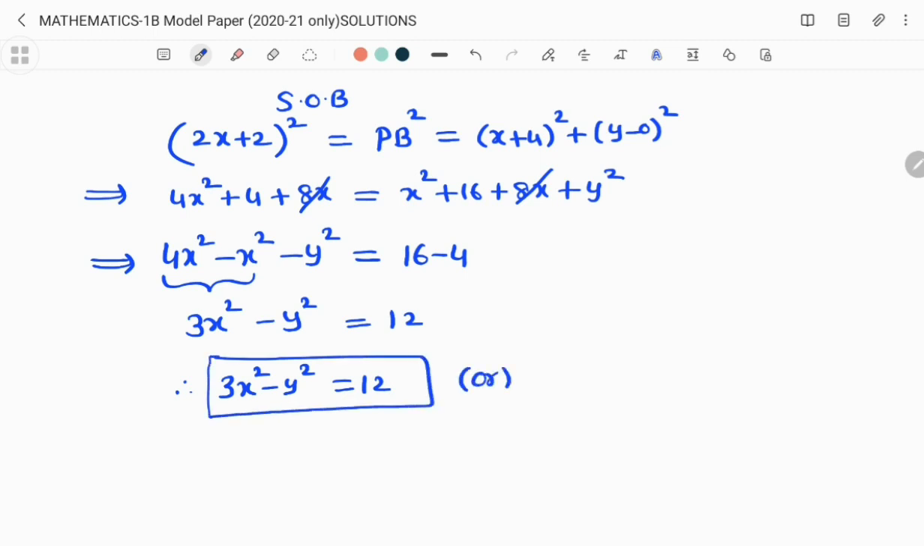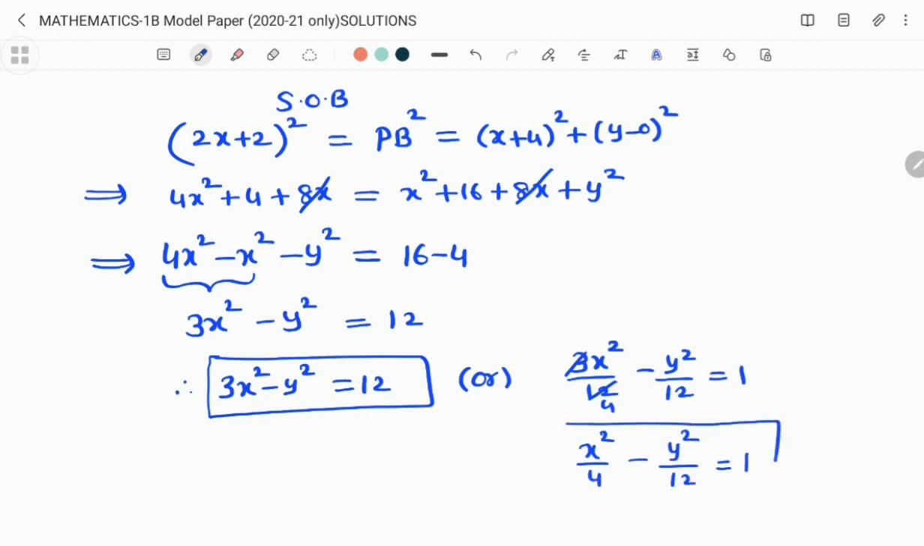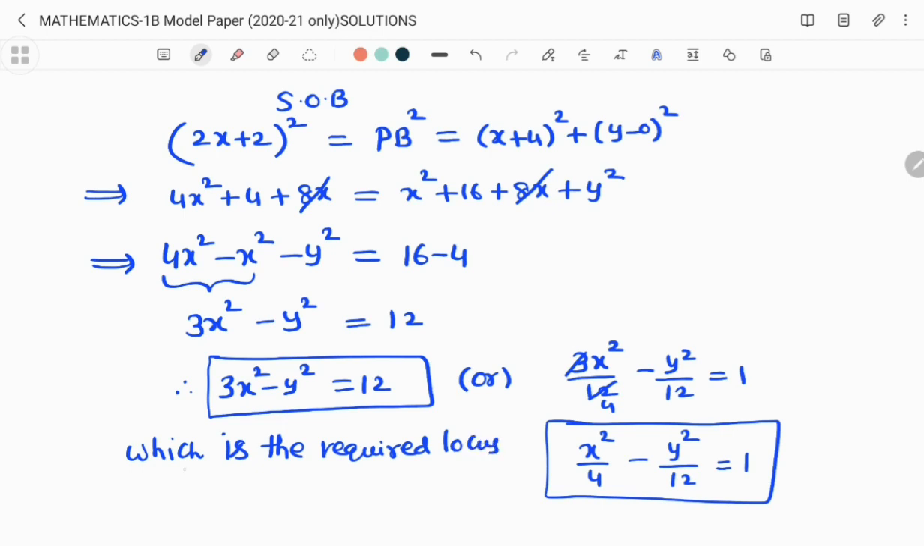Or you can write it like this: 3x square by 12 minus y square by 12 is equal to 1. 3 ones are 3, 3 fours are 12. So x square by 4 minus y square by 12 equals 1, which is the required locus. I hope everybody understands, students.